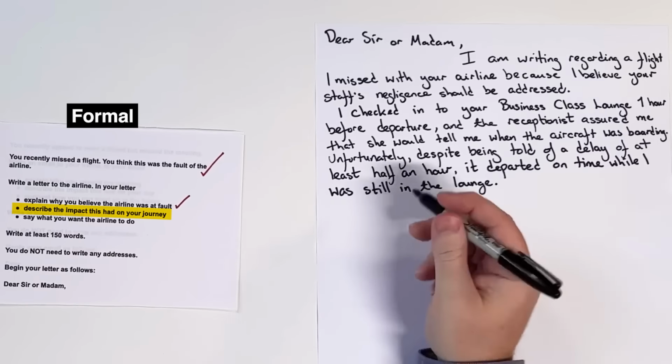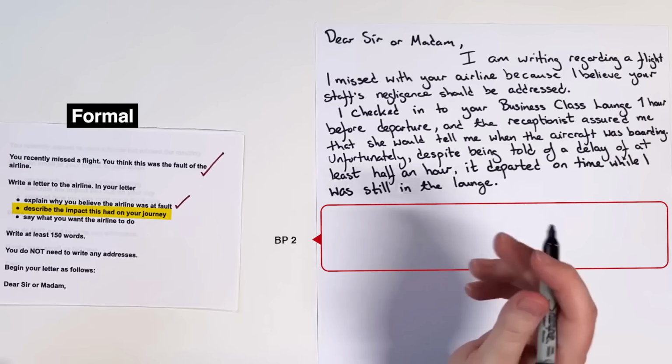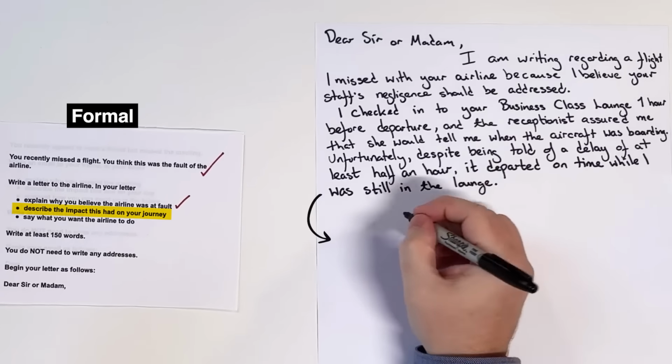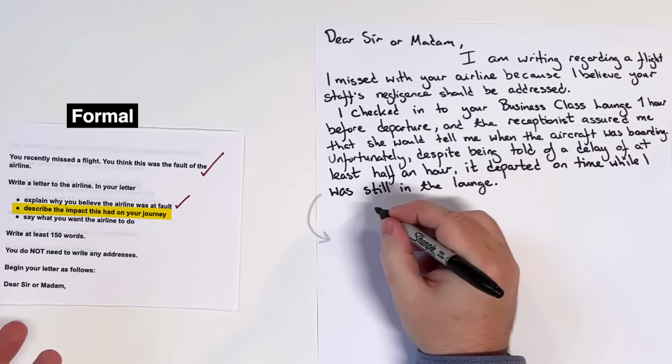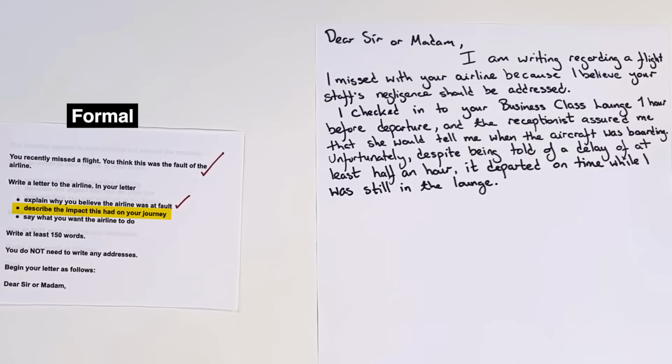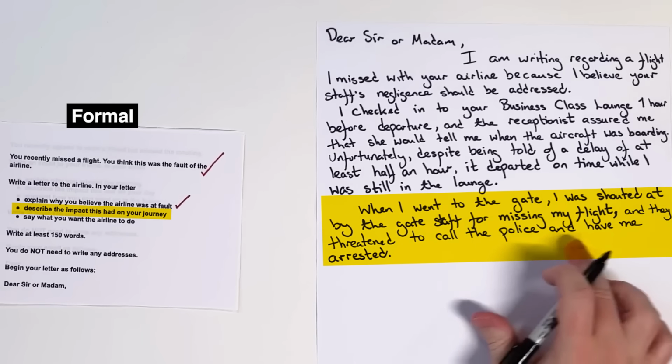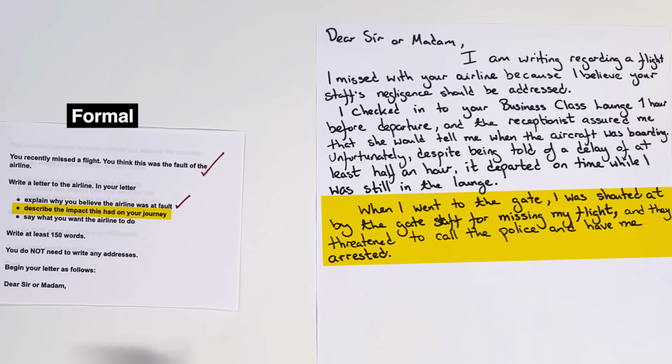And as you guessed, the structure that we use is we then make that our next main body paragraph. So just skip a line, make it super easy for the examiner to be able to look at your letter and understand where one paragraph ends and the next begins, and begin your next paragraph, which is all about bullet point number 2. So when I went to the gate, I was shouted at by the gate staff for missing my flight, and they threatened to call the police and have me arrested.